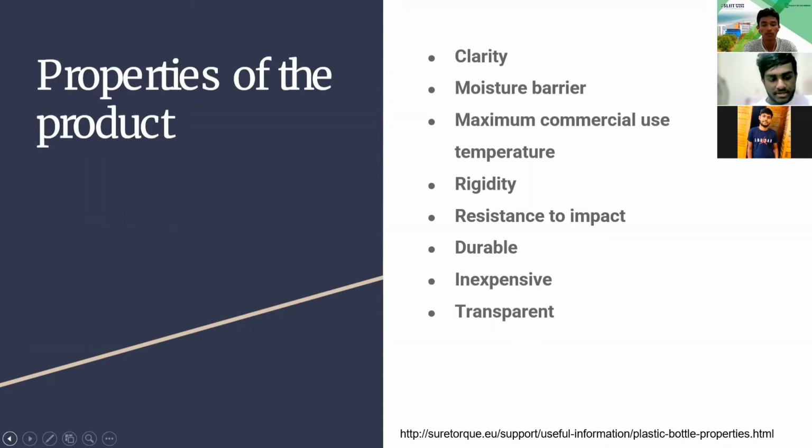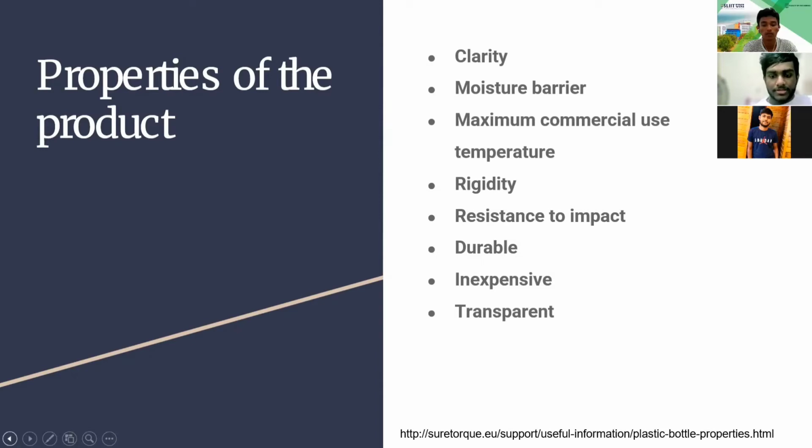The next property is rigidity. Plastic bottles are very stiff compared to glass bottles. We can't break glass bottles, so it is very safe to store water in plastic bottles than in glass bottles. Next property is resistance to impact. Plastic has the ability to resist both fracture and deformation when a temporary force is applied. The next property is durability. Plastic bottles will take long time of period to decompose, and we can use it for a long time. And also, we can use it for different purposes.